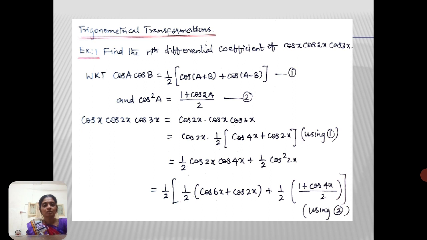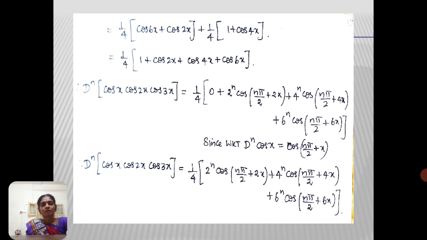So the given expression can be written as cos 2x into 1 by 2 into cos 4x plus cos 2x. Multiplying by cos 2x, we arrive at 1 by 2 into cos 2x cos 4x plus 1 by 2 into cos square 2x. Then we get 1 by 2 into 1 by 2 cos 6x plus cos 2x plus 1 by 2 into 1 plus cos 4x by 2. On simplifying, we get 1 by 4 into 1 plus cos 2x plus cos 4x plus cos 6x.